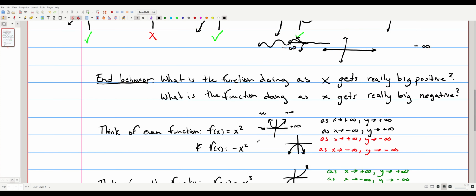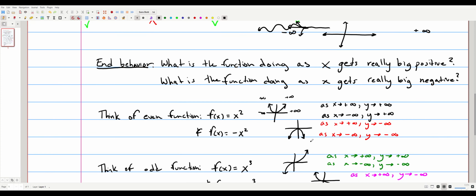But what about a downward-facing parabola? Well, as x goes towards positive infinity, right, as we move more and more to the right, you'll notice that here y is going down, right? It's getting big negative. So as x approaches positive infinity, y is becoming negative. It's getting larger and larger negative. And also, as x approaches negative infinity, y is approaching negative infinity.